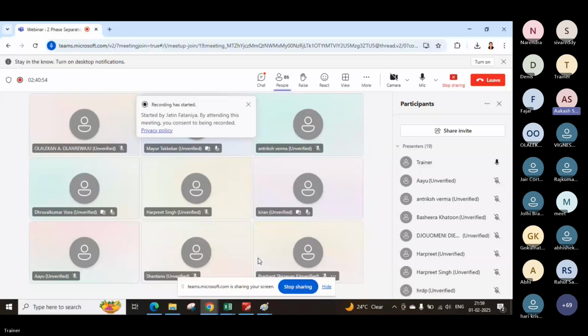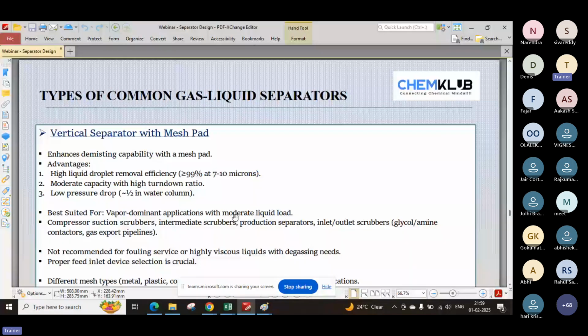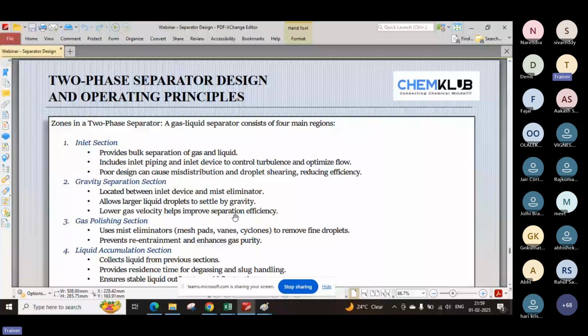Sir, what is that Vmax relation which you showed before in the sizing calculation? Yeah, Vmax is nothing but the term we use for the horizontal separators. Let me go back here.